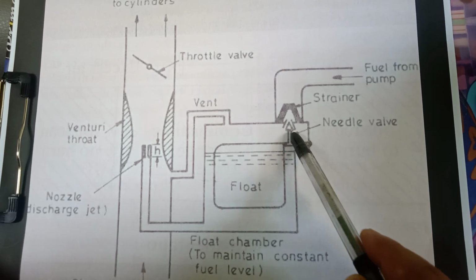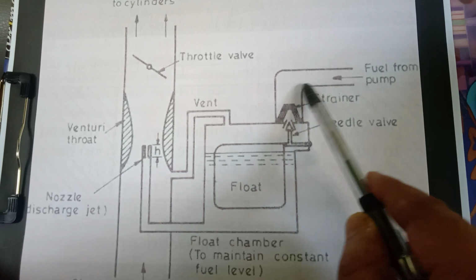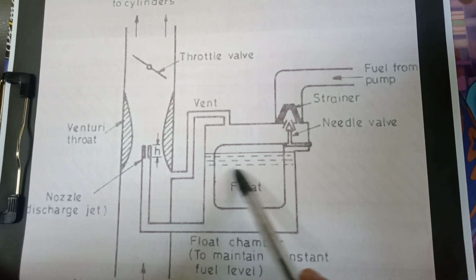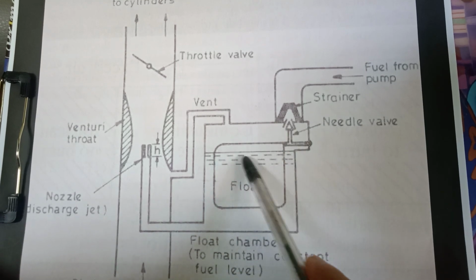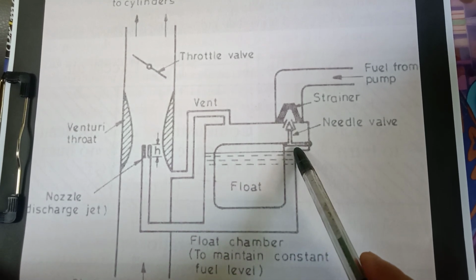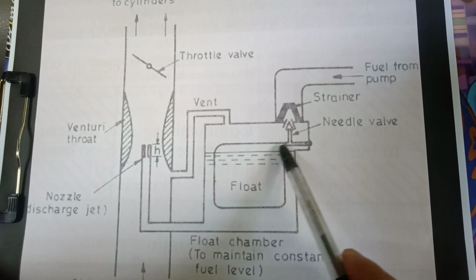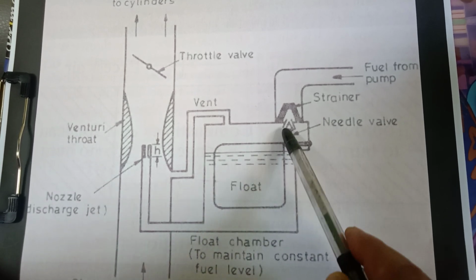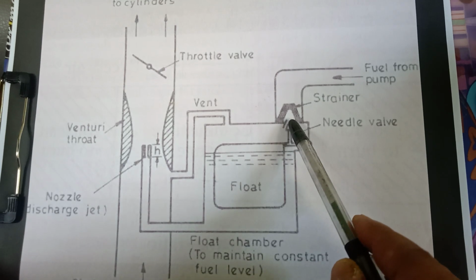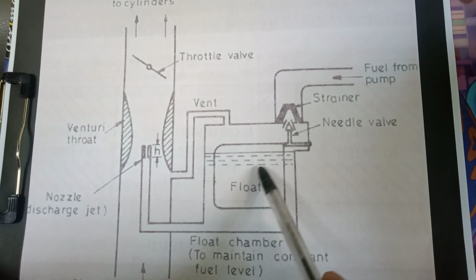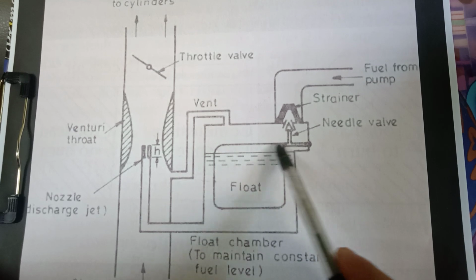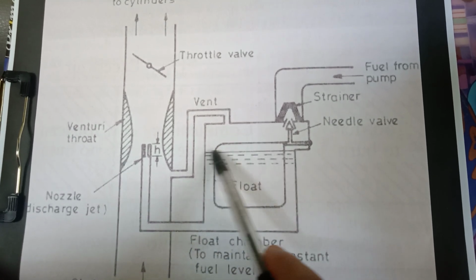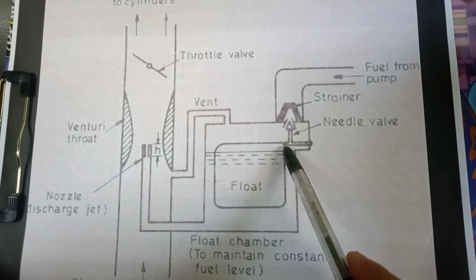When this needle valve opens, this passage opens, and fuel from the fuel tank moves through the needle valve to the float chamber. Fuel will enter the float chamber until it reaches this particular level. Once this level is reached, the needle valve is closed again. So by this process, the level is maintained in the float chamber. This is very important; maintaining this level is very important in the carburetor.